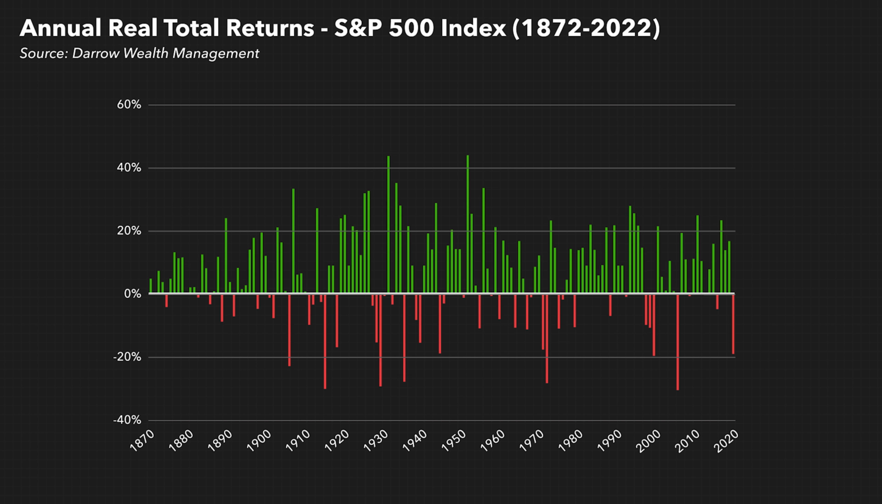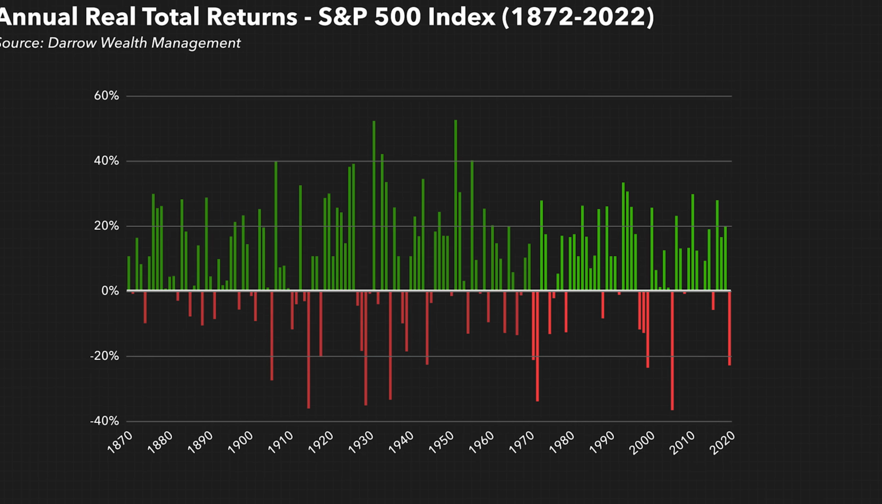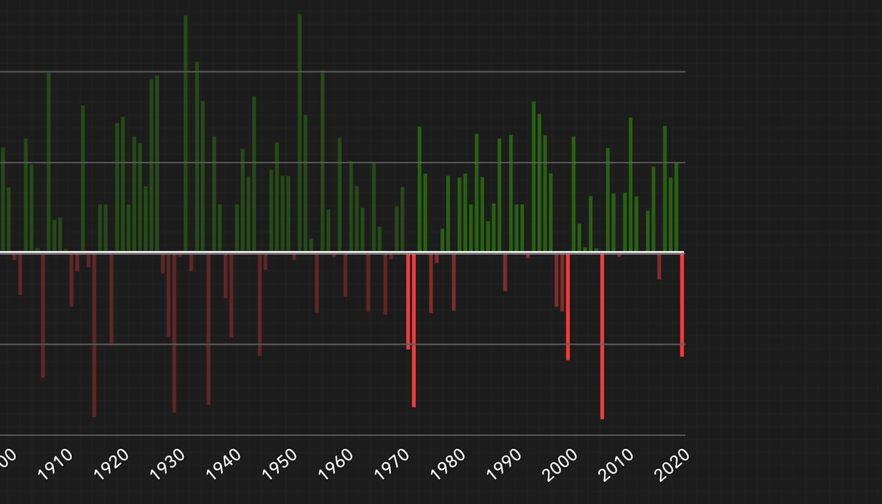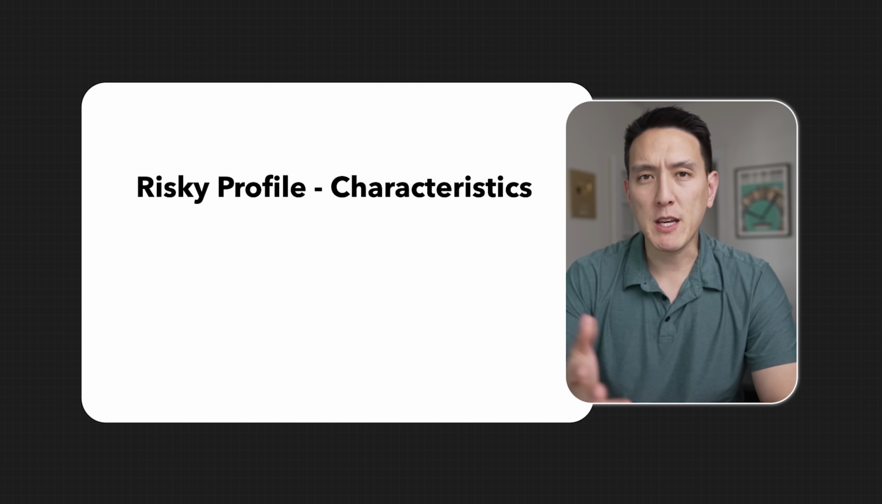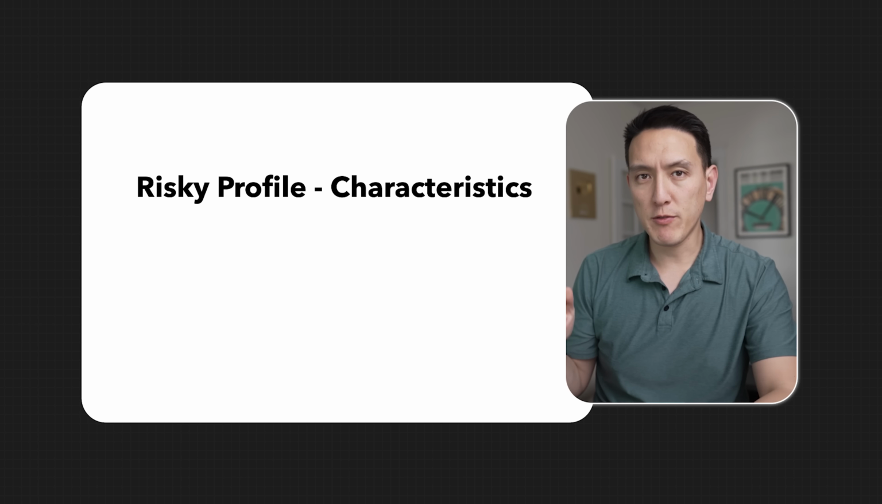However, we can see with this bar chart that not every year does the market return positively. If we focus in on the past 50 years, we can see that the trade-off for the 9 to 10% average returns that we are accustomed to is the fact that there are often down years of upwards of 30% or more. So with that being said, here are 3 characteristics of investors that this riskier profile might suit.